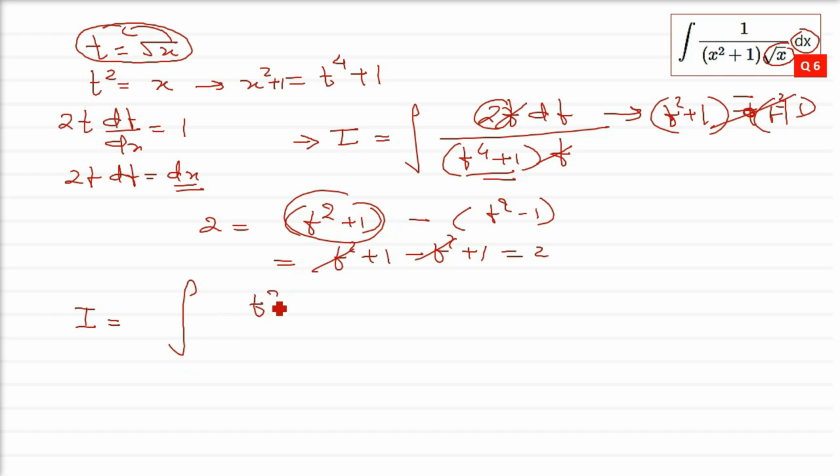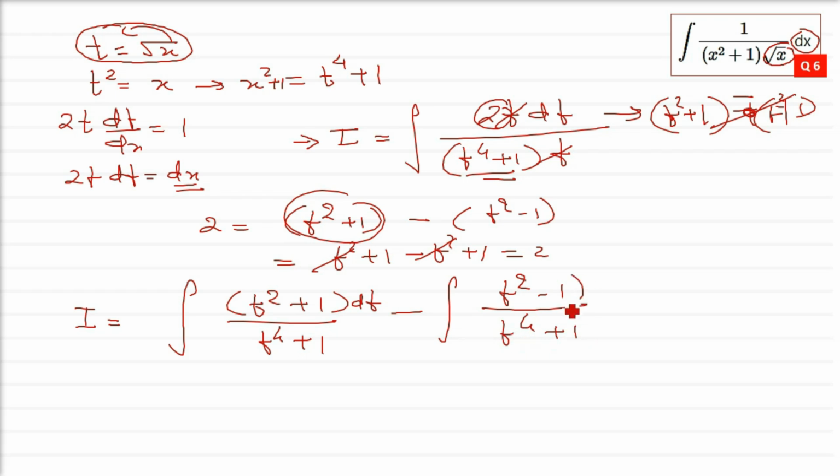T square plus 1 first, and denominator will be t raised 4 plus 1. Then you have a minus here. Dt is always with the integration sign. Dx and dt is always there. So this will be t square minus 1 divided by t raised 4 plus 1 dt.